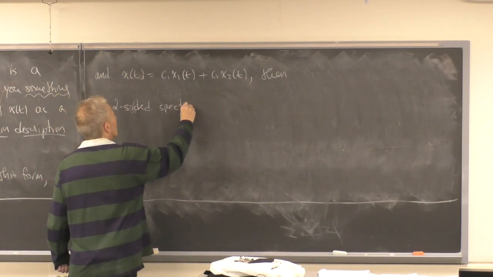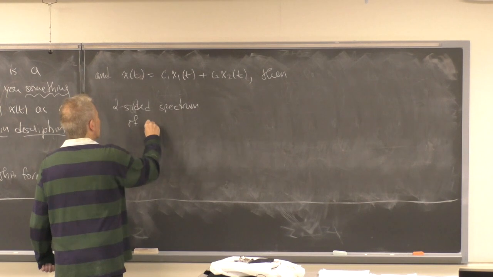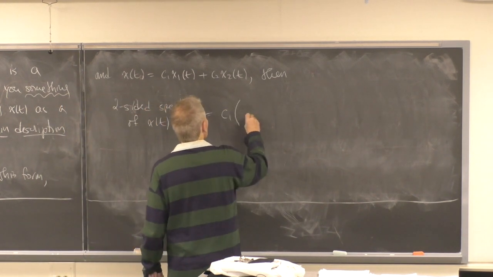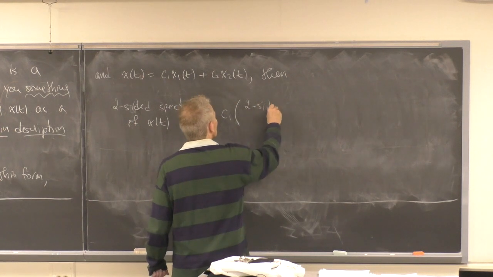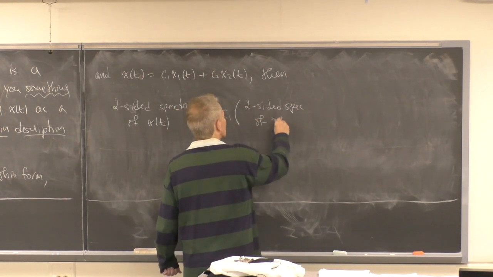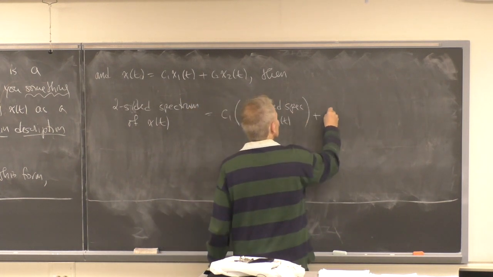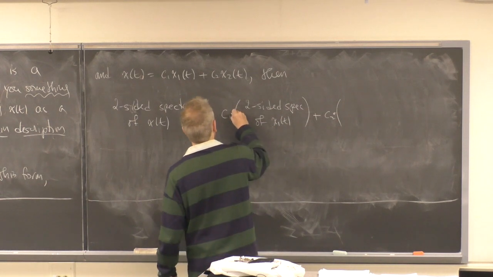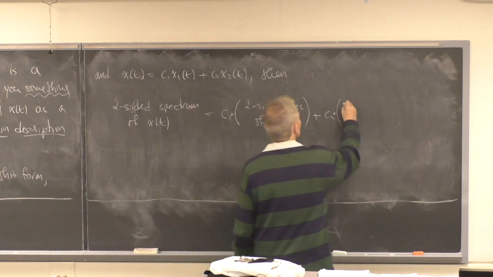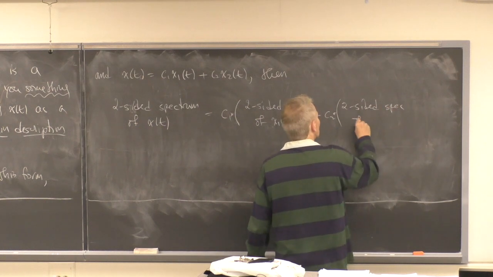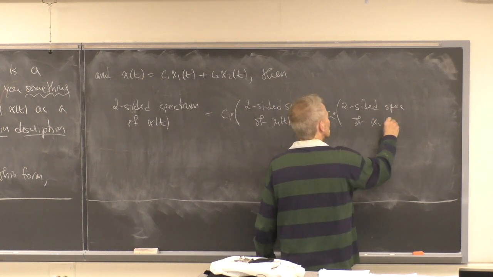The two-sided spectrum of x of t equals c1 times the two-sided spectrum of x1 of t plus c2 times the two-sided spectrum of x2 of t.